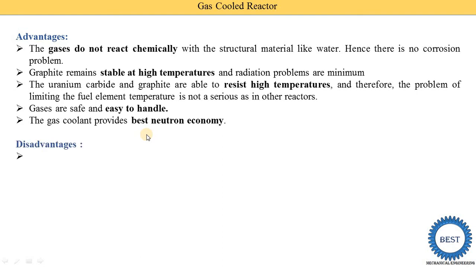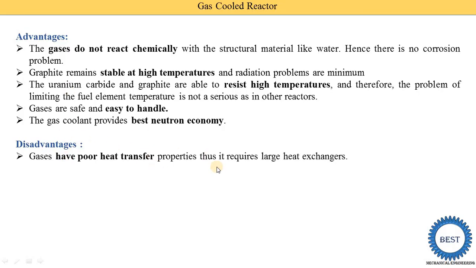Now we understand the disadvantages. First disadvantage, the gas has poor heat transfer properties, thus it requires larger heat exchangers. What is the meaning of poor heat transfer properties? Heat transfer property here means the specific heat. Gas has a very low specific heat compared to water. The specific heat of water is 4.187, and air has a specific heat of 1.005. The specific heat of carbon dioxide and helium are near to that of air. This means more quantity of gas is required compared to water, so we require a larger heat exchanger compared to water cooled reactors.